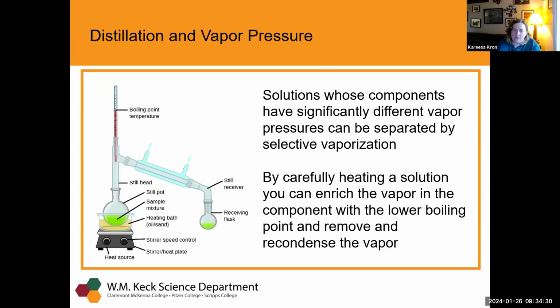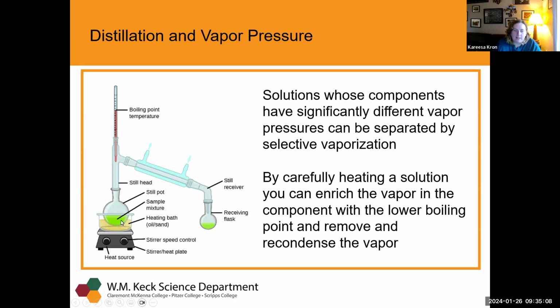So distillation. Distillation is a process where we can carefully heat up a solution so that we enrich its vapor in the component with the lower boiling point, so that we can remove that vapor, recondense it, and get a concentrated version of that component. So ultimately, what this process leverages is the fact that solutions whose components have significantly different vapor pressures can be separated via selective vaporization.